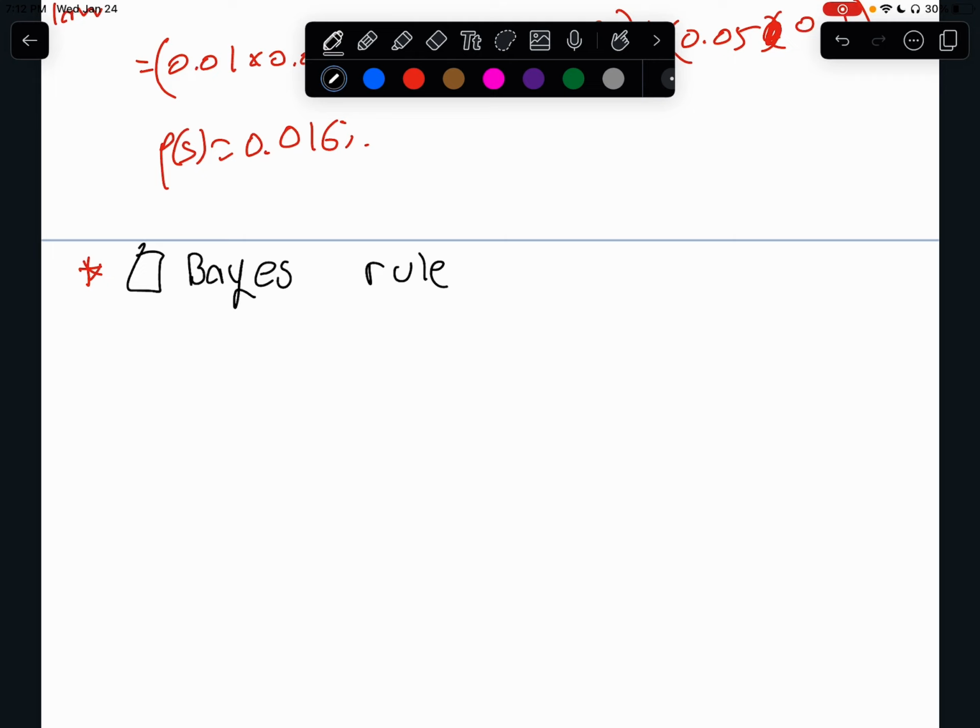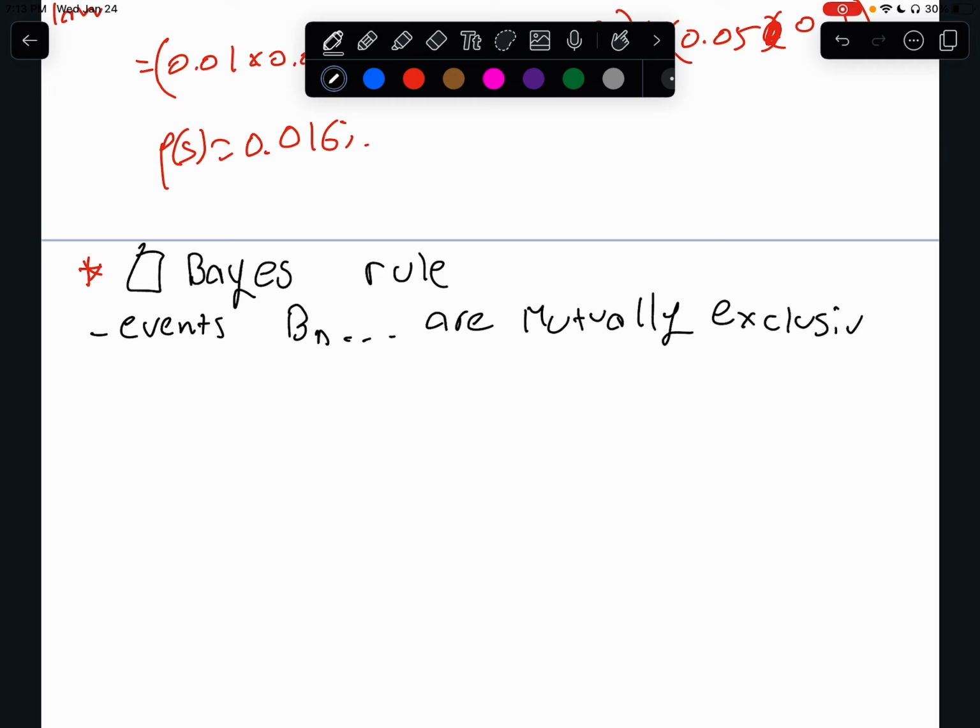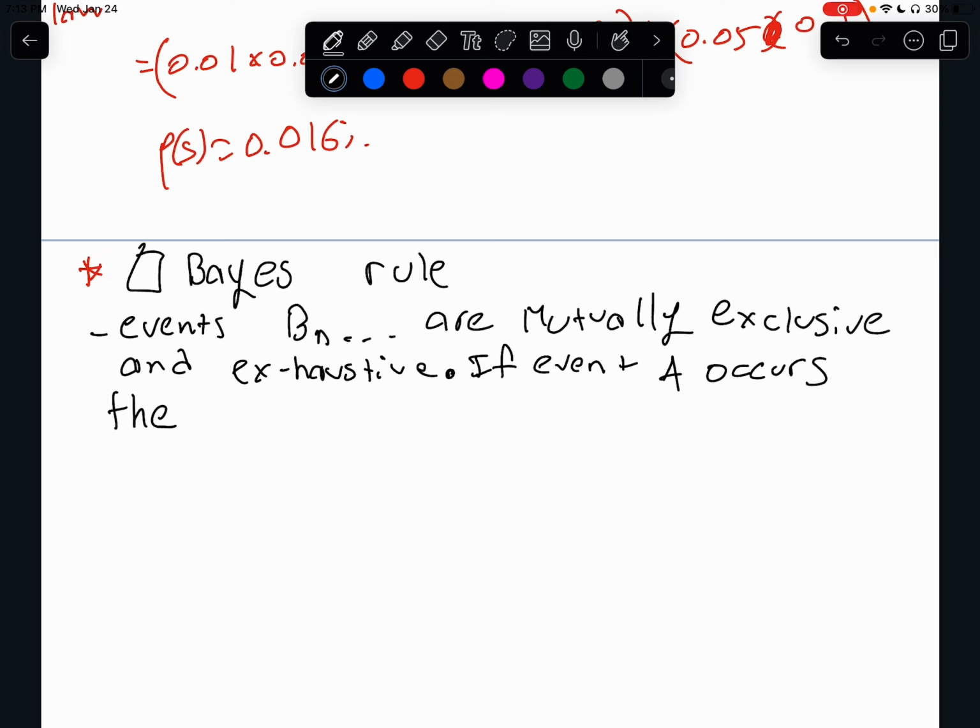Now as we move on, I'm going to go over something also very important, Bayes' rule. So now we're using events B1 through Bn, which are mutually exclusive and exhaustive, same thing as before, with the prior probabilities occurring. So now, if event A occurs, the probability of B given A is the following.